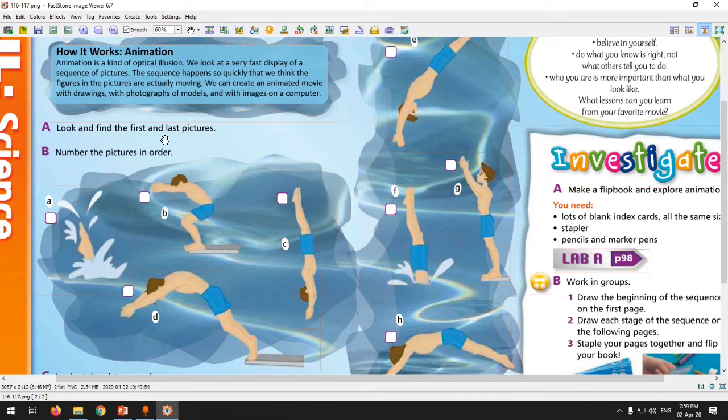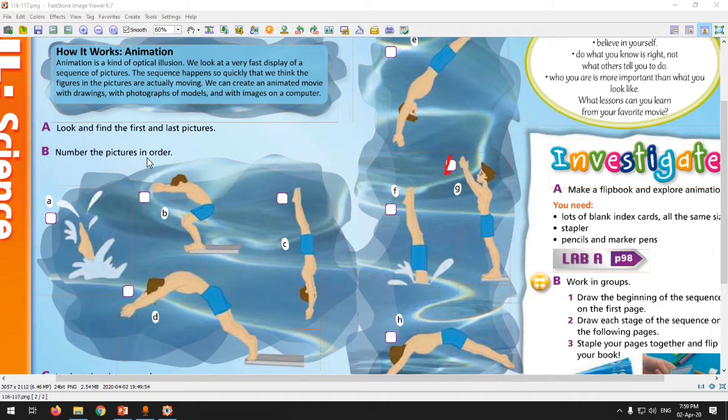Look and find the first and the last picture. So the first picture should be the guy still jumping. Okay, so this is the first picture, you see here. And we're gonna find the last picture. The last picture, he should be already in water. So it should be this picture. Okay, so this is the last one.